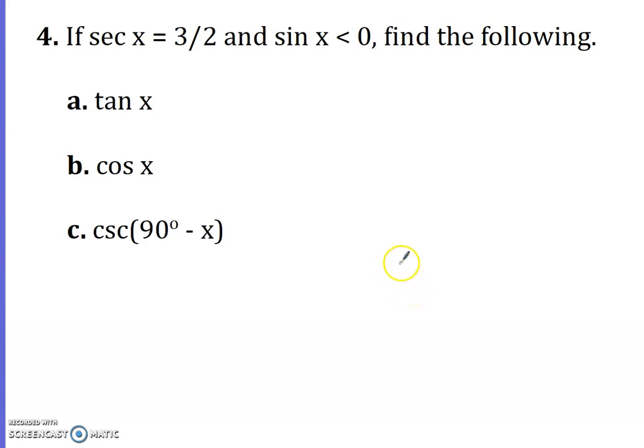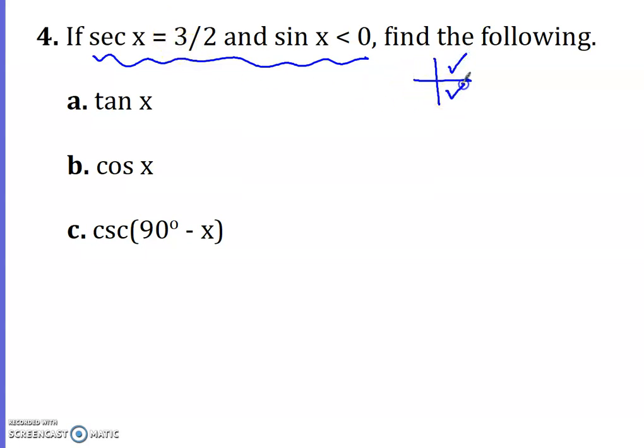Number 4 says, if secant x is 3/2 and sine x is less than 0, find the following. Before I start looking at the questions they're asking me, I'm going to use this information. I first have to determine where I'm going to construct a triangle with this ratio. It's going to fall in one quadrant. Here secant is equal to a positive ratio.